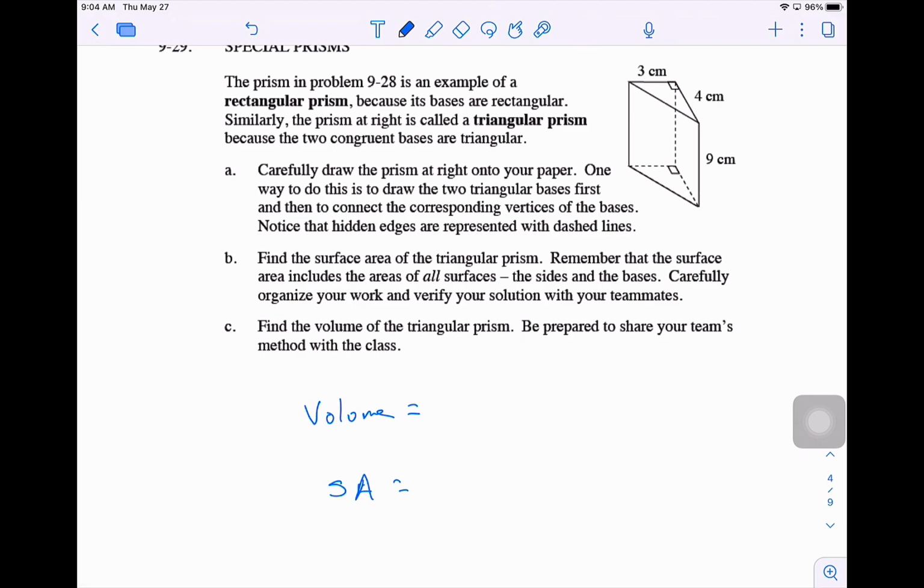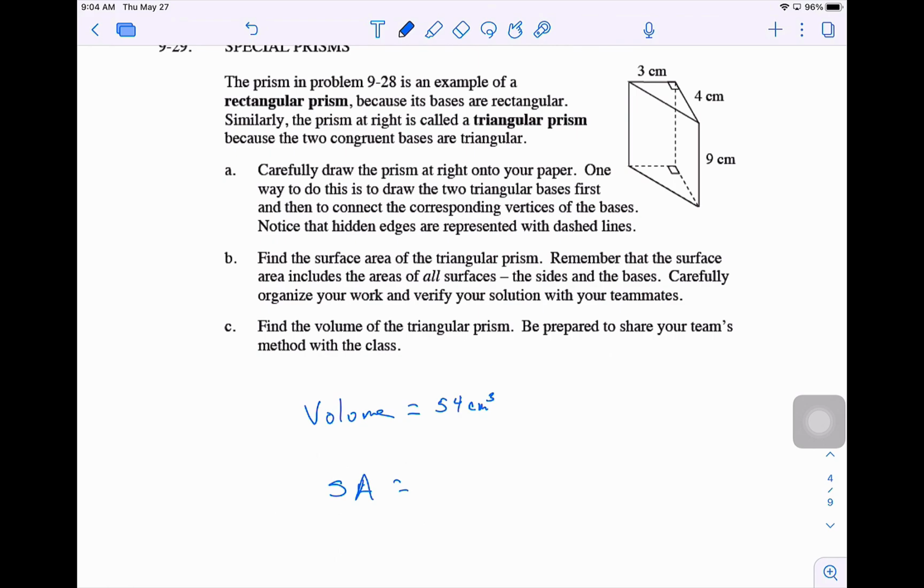I got 54. The volume is 54, and that one is correct. What are the units on this one? What should you have? 54 what? Centimeters cubed. Yep. Cubic centimeters. All right, good. How'd you go about finding the volume? Explain your process. I did 3 times 4 divided by 2 and then did that times 9.